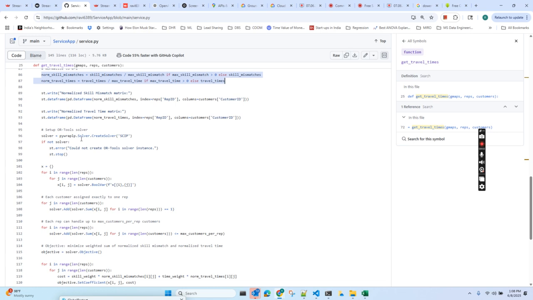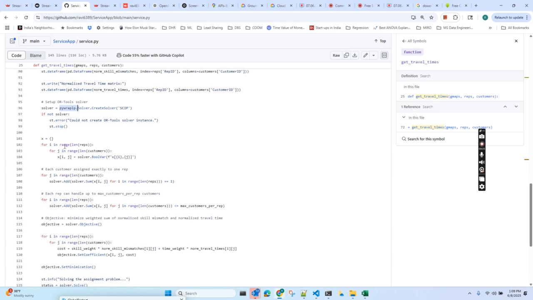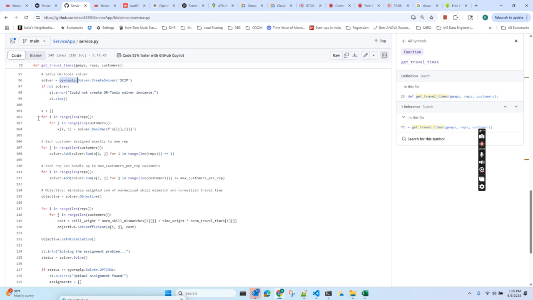So what we are trying to get is something called solver.createSolver, SCIP. So that's the process of getting the tool which does the integer programming for us, right? So we are getting it from PyWraplp. So it's nothing but a Python wrapper. So Py is for Python, wrap is for wrapper, and LP is for linear programming. So it's a Python wrapper for linear programming. Okay, we get this, and then what we are trying to do is incorporate the constraints.